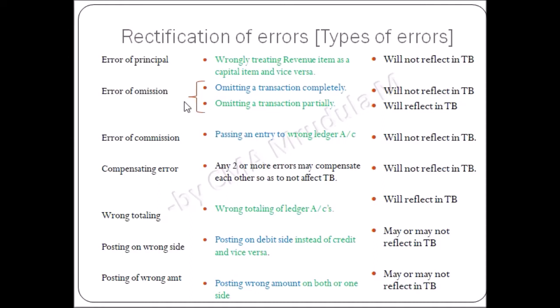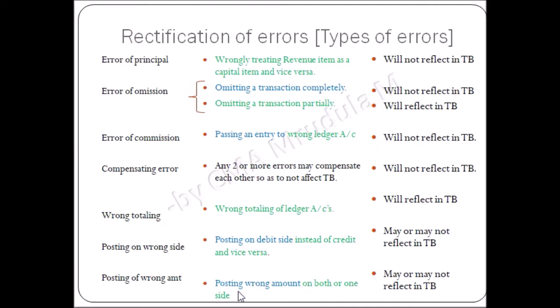Which means there could be a debit side partial omission here, and at the same time a credit side partial omission too. So here, two errors of omission could compensate each other. It will not get reflected in the trial balance. There could be other errors such as wrong totaling of ledger accounts, which will affect the trial balance because a wrong amount would go into the trial balance, or posting on the wrong side, that is, posting on the debit side instead of the credit side. This may or may not reflect on the trial balance because if it is compensating, it will not get reflected in the trial balance, or posting the wrong amount. It could be a single-sided error or a double-sided error, and it may or may not reflect on the trial balance depending on the nature of the debit or credit.